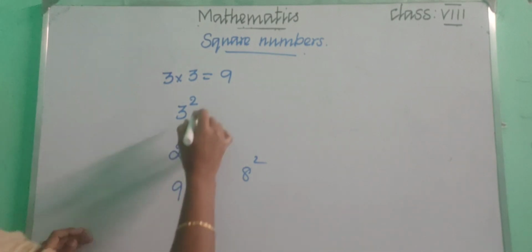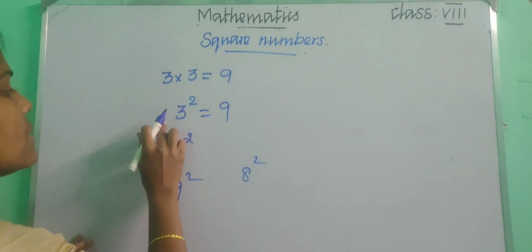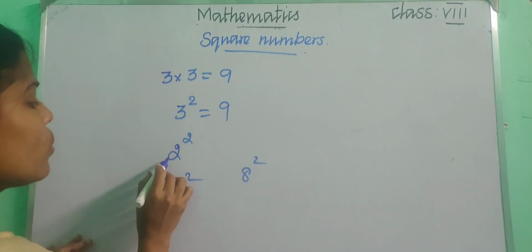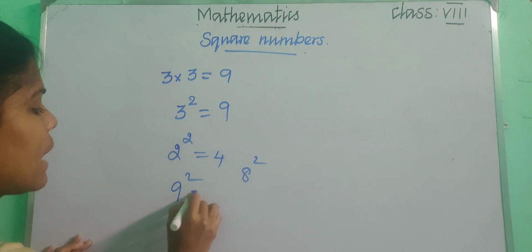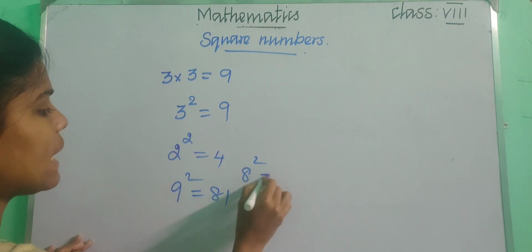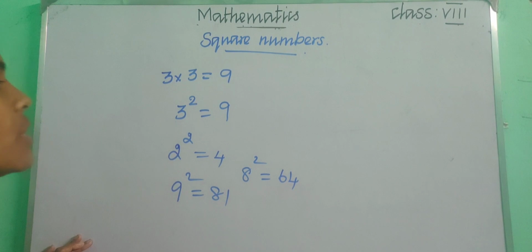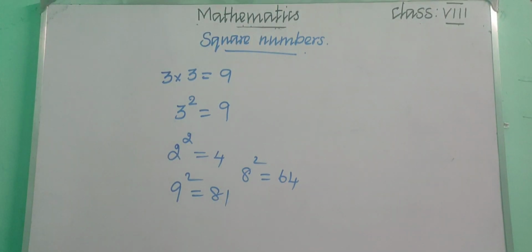So what is 3 square? 9, that is 3 3s are 9. 2 2s are 4. 9 9s are 81. 8 8s are 64. Okay children, we can write like this. So this is called square numbers.